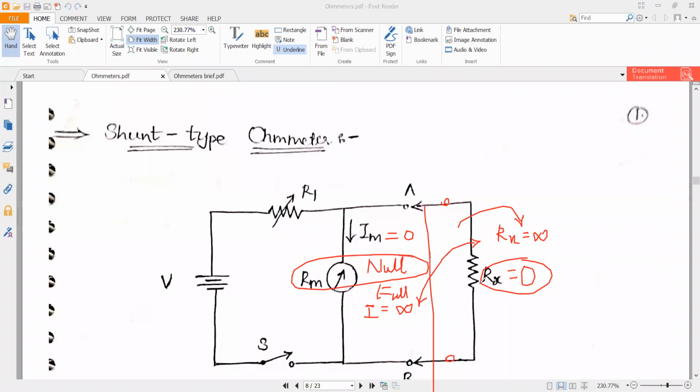In this way, I can obtain two case values: resistance equal to 0, then current is also 0. Why? Because I'm placing this resistance at shunt level. Therefore, these two parameters take place in a proportional manner.